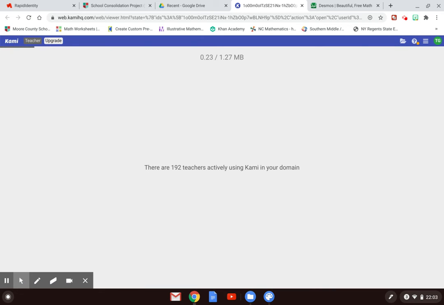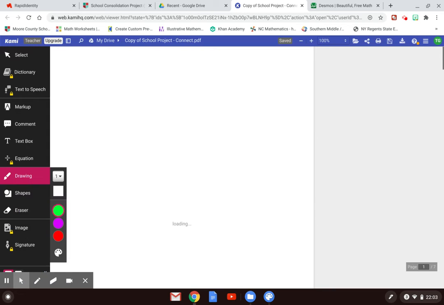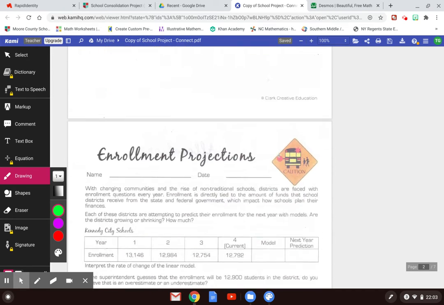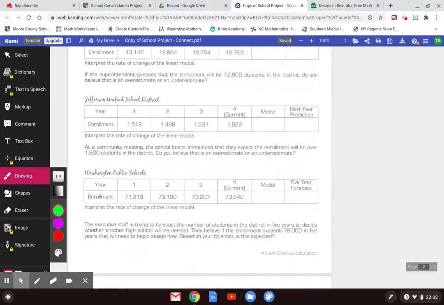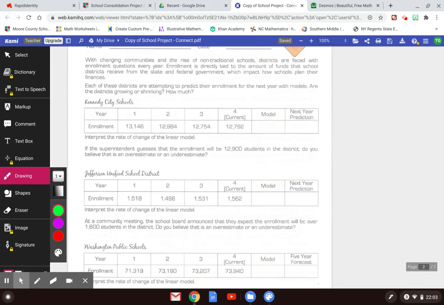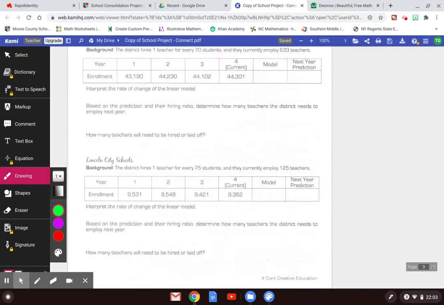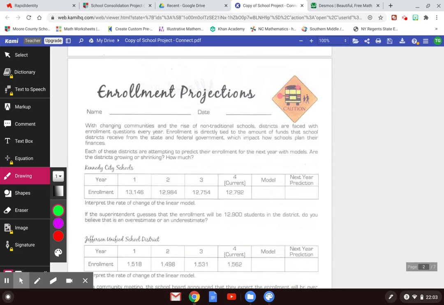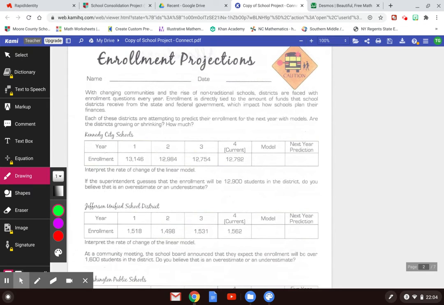So I'm going to annotate with Cami. And here we go. All right, so as the document loads, okay, let's go ahead and start with the enrollment projections. And I'm going to do this first page for and with you. And then after that, you should be able to do the other pages yourself, but I am always available for questions. All right.